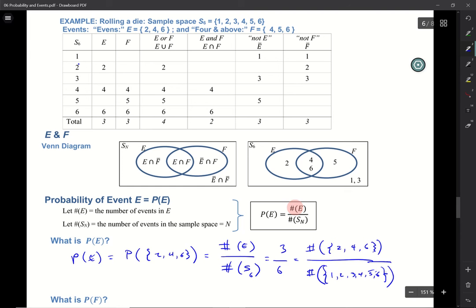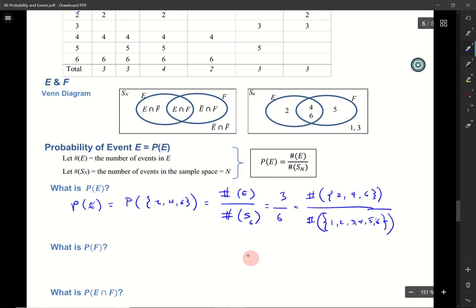However you want to think about it. And then the probability of F is equal to the number in F over the number in the sample space. Actually, they're the same size. E and F both have 3 elements, and the sample space has 6, so we might simplify this to be a half. We could also simplify that one to be a half.